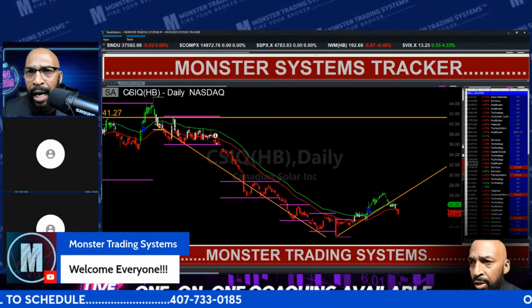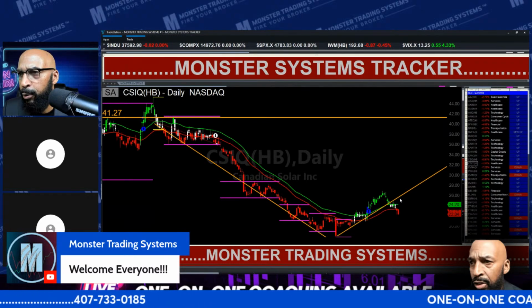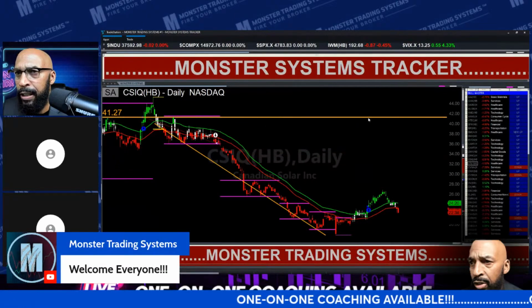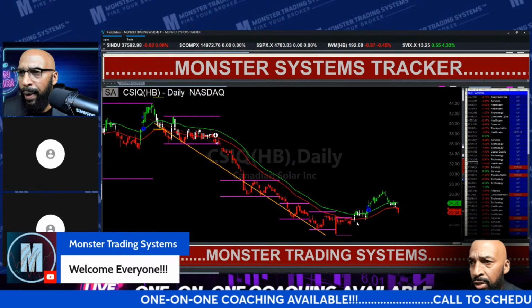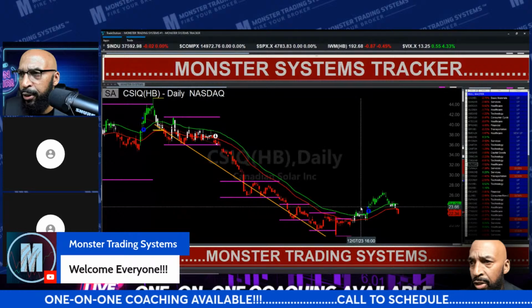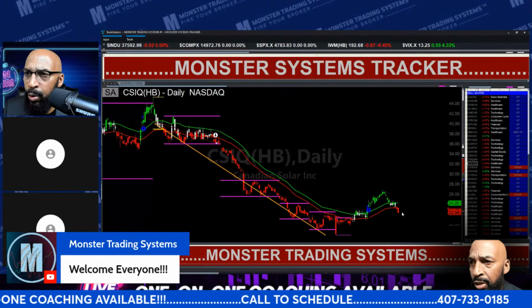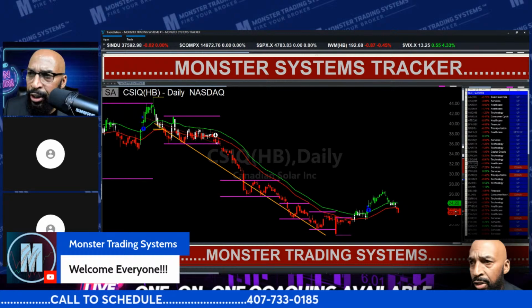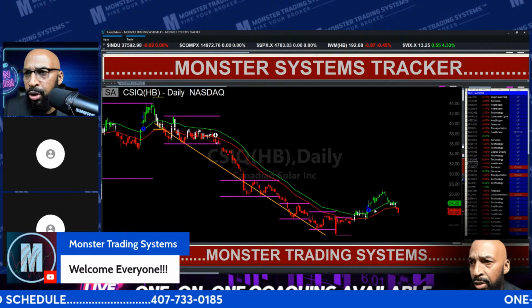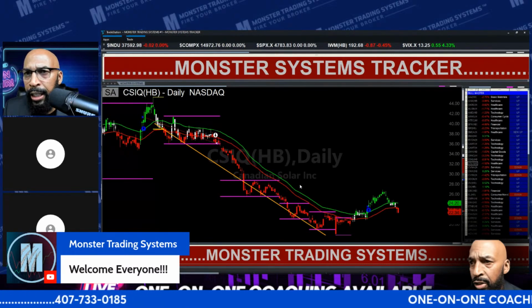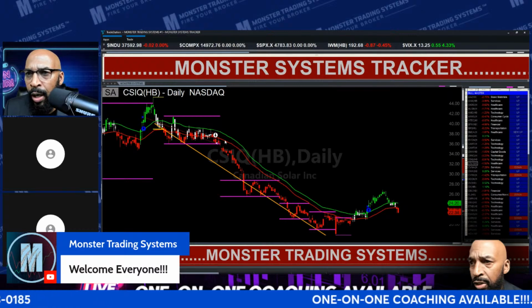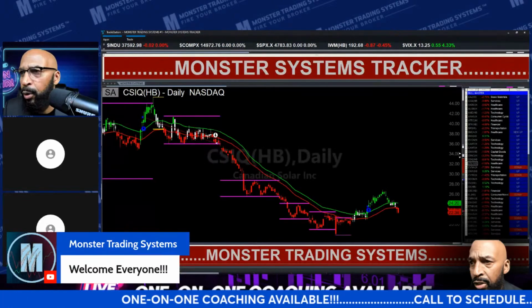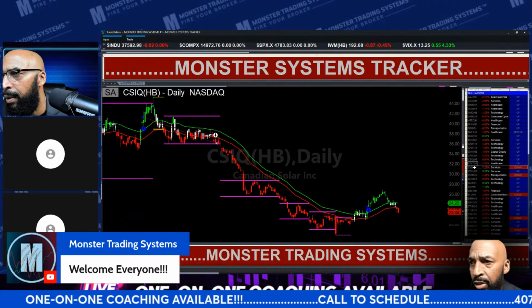CSIQ, close the trade. Red candles, guys, treat those red candles like sell signals. The buy signal was here at 2366. This actually closed on Thursday at $22.34, closed the trade. A red candle right here. This is what we don't want to have happen. We want to take quick losses, small losses, big wins.